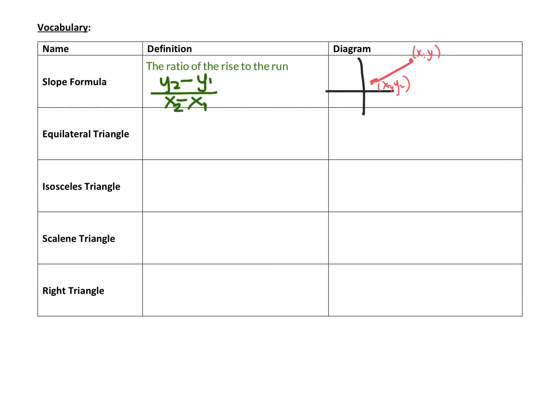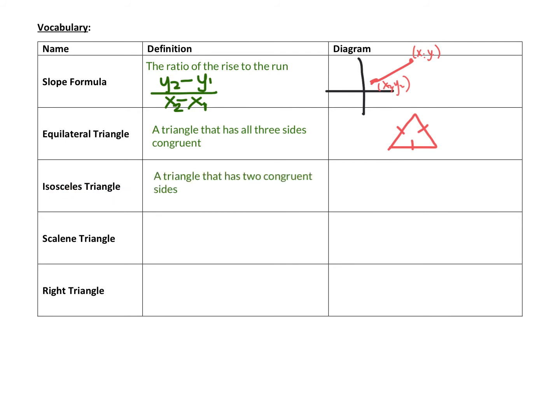All right, an equilateral triangle. So an equilateral triangle is a triangle that has all three sides congruent. So if you can picture a triangle where this side, this side, and this side all have the same length, they're all congruent, that is an equilateral triangle.